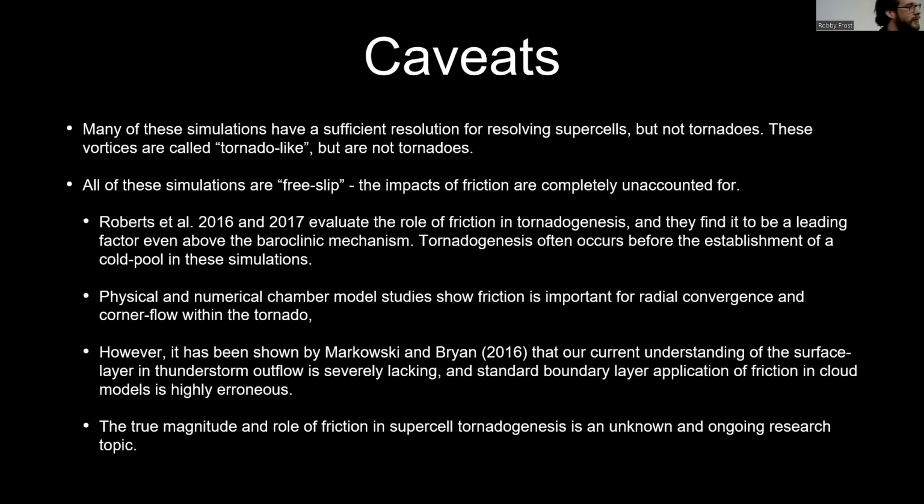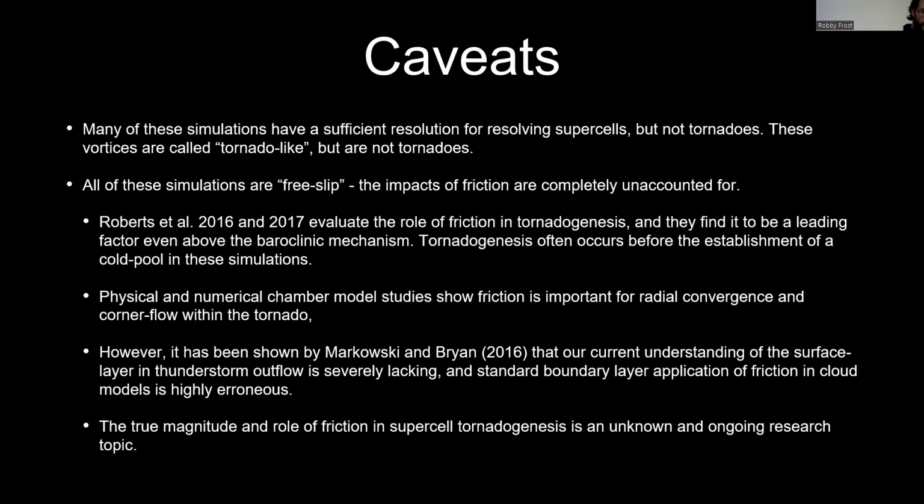But what's even more interesting is a lot of those tornadoes in the simulations develop before the cold pools even generated. So what that says is that there's probably an over tuning or over reliance on frictionally generated vorticity in that simulation, and it's just kind of overriding everything else. Physical numerical chamber model studies show friction is important in generating the strong tornadic winds near the surface. So we know we need to account for friction, but it's been shown through some other simulation studies that our current understanding of the surface layer and thunderstorm outflow is just severely lacking.